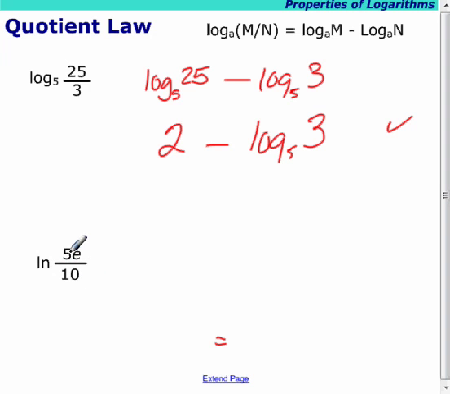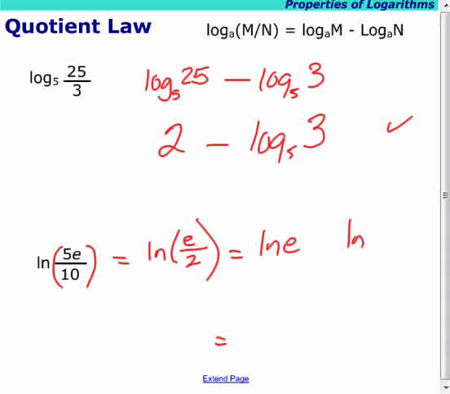Same thing here. Now here on the top I have a product, and on the bottom I have 10. Number of ways I could do this. I could ln this plus ln of e minus the ln of 10. Or I noticed that in this fraction I could simplify that. That's the same thing as ln of e over 2. Just simplifying the fraction.